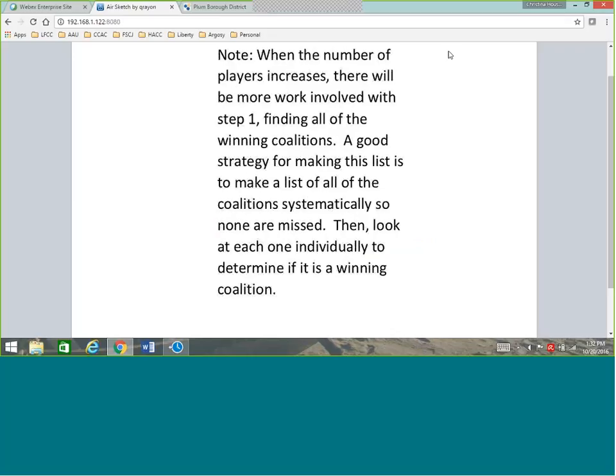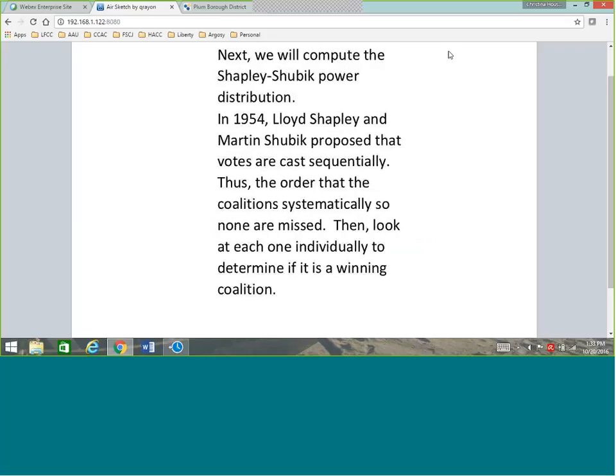Note that when the number of players increases, there will be more work involved in step 1, which was finding all of the winning coalitions. A good strategy for making this list is to make a list of all the coalitions systematically so you don't miss anything, and then look at each one individually and just cross out the ones that aren't winning. So keep that in mind as a suggestion when you're trying to find all of the winning coalitions.